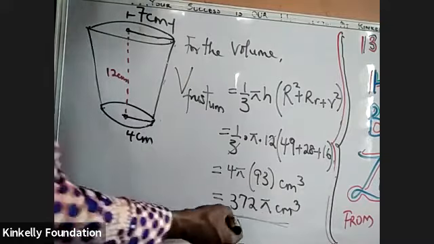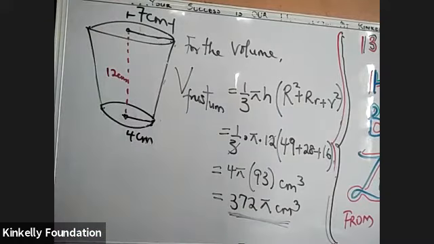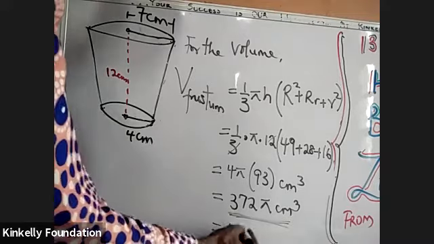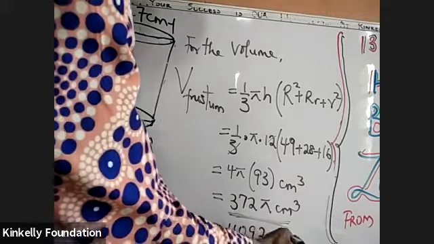If you now expand the pi, you are going to have 4092 cm cube.